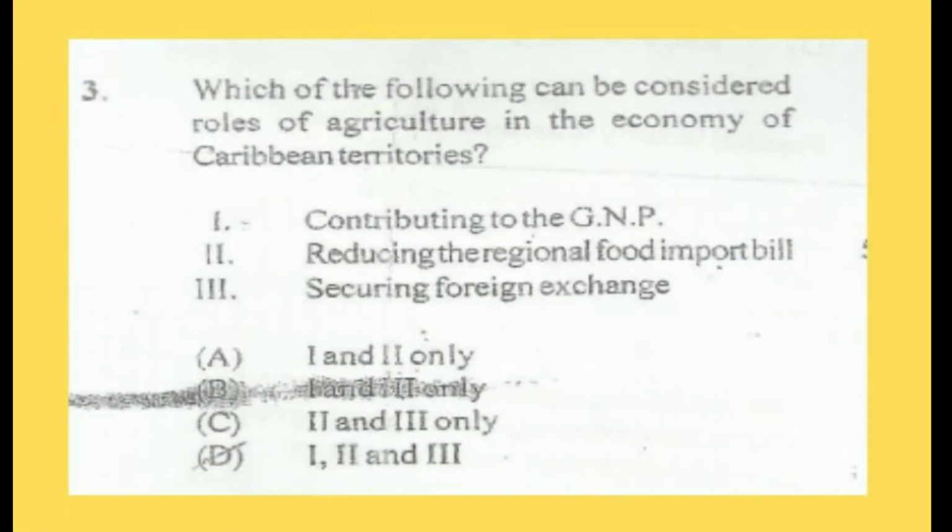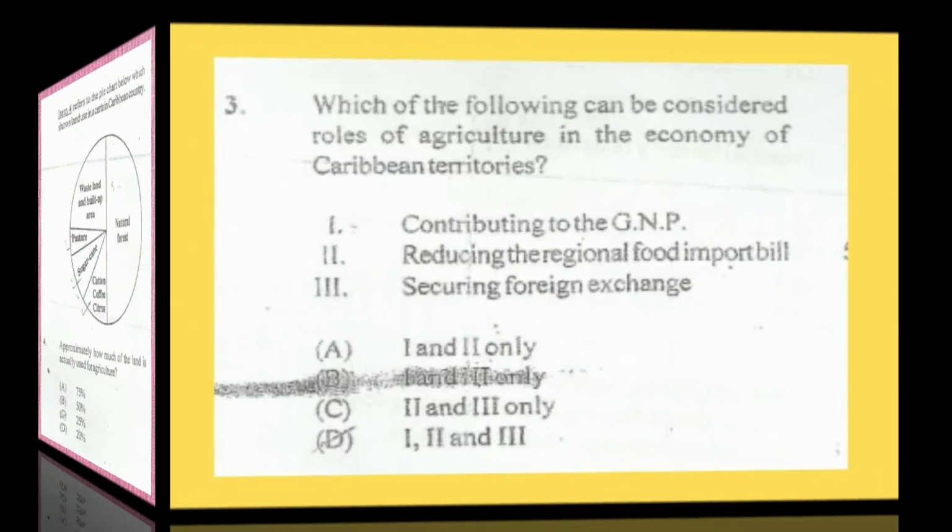Number 3. Which of the following can be considered roles of agriculture in the economy of Caribbean territories? So the keyword is economy there. Alright, number 1, contributing to the GNP. Number 2, reducing the regional food import bill. 3, securing foreign exchange. Now we have 4 choices. Choice A, 1 and 2 only. B, 1 and 3 only. C, 2 and 3 only. And D, 1, 2 and 3. Now the best answer is D. D is the answer.